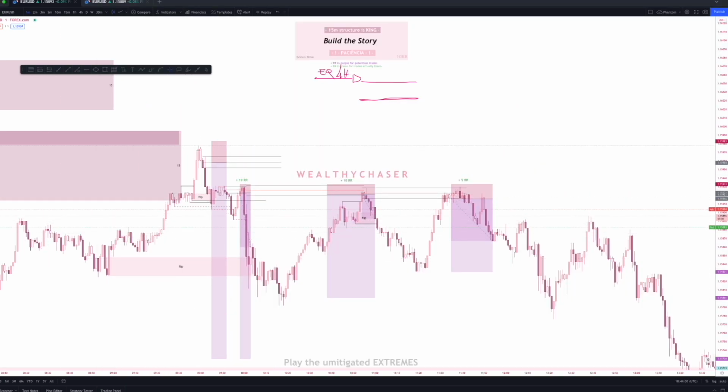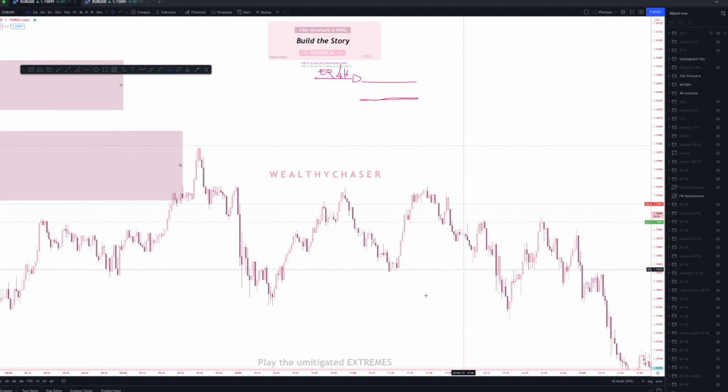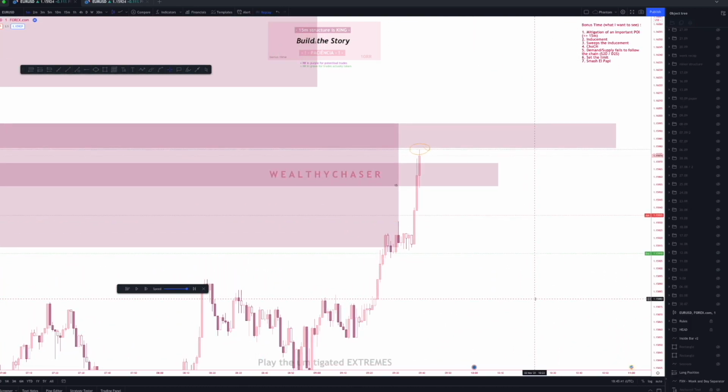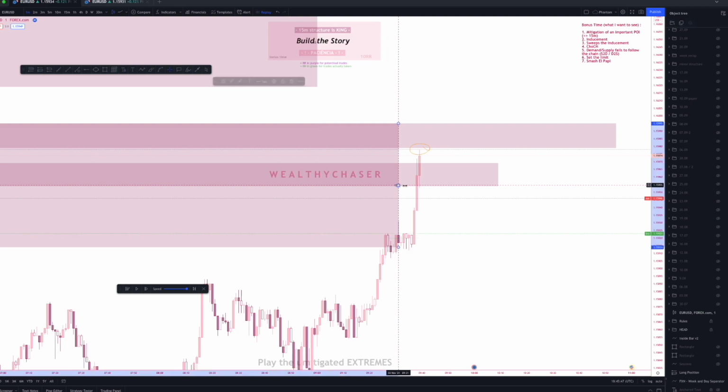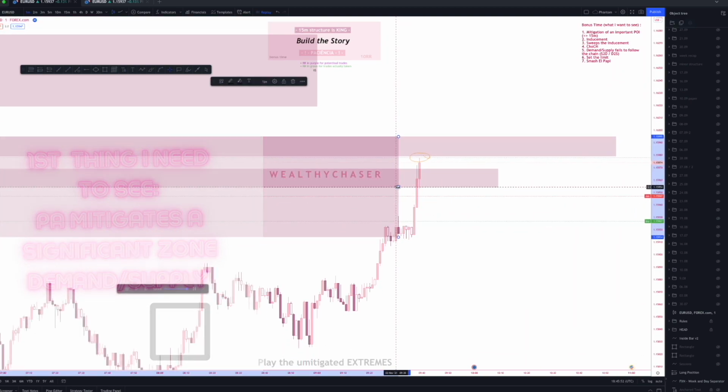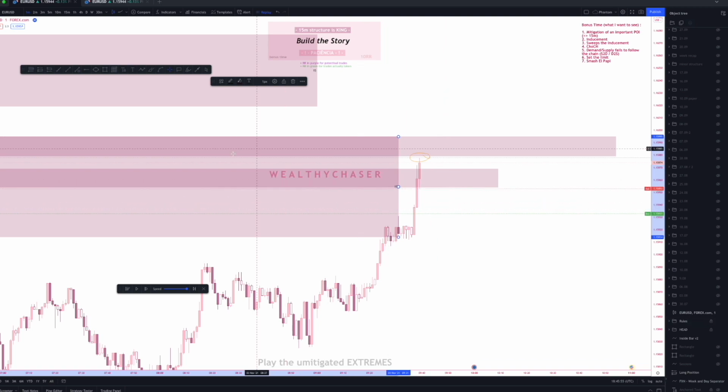I'm going to hide this and show you what happened. First of all, if you all remember, I need to see a mitigation of an important point of interest. Is this an important point of interest? Well, yes, it is. It's equal or above 15 minutes, so I'm okay. Second, I need to see inducement building or liquidity being built after the POI was tapped or right before.